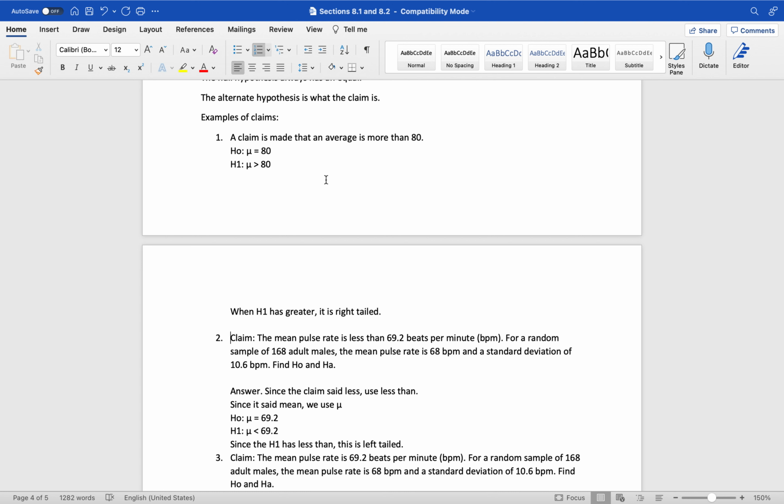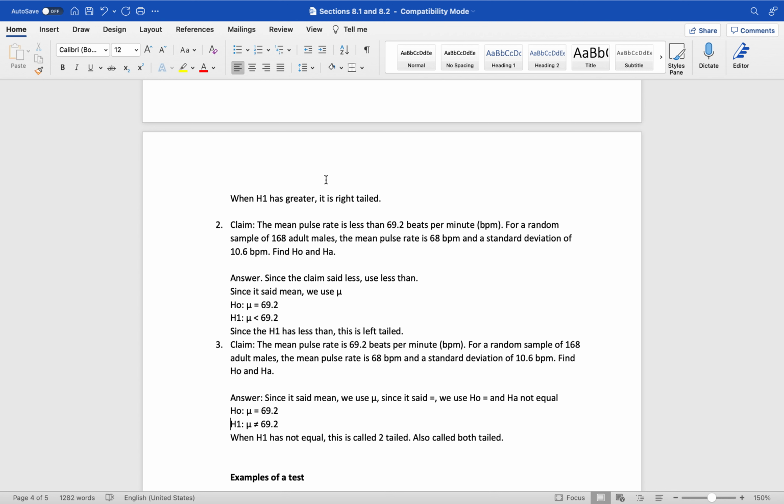Number 2, the claim is the pulse rate is less than 69.2 beats per minute. Given a random sample, you're given a mean and a standard deviation. The claim said less than 69.2, so since it has less than, we're going to use H1 that it's less than 69.2. H0 is always equal. We're using mu because it said mean. Since H1 has less than, this is called left-tailed.